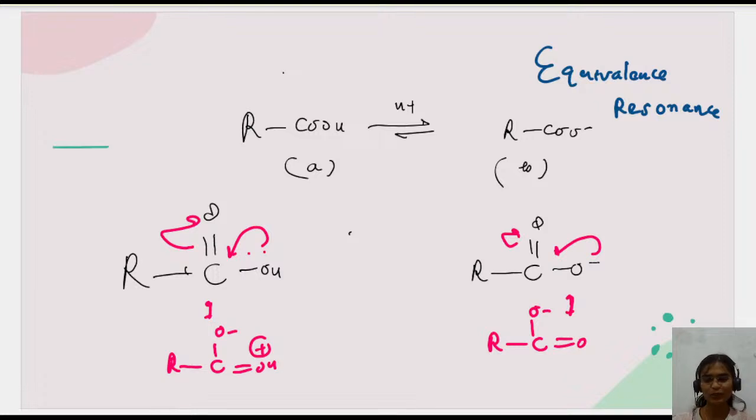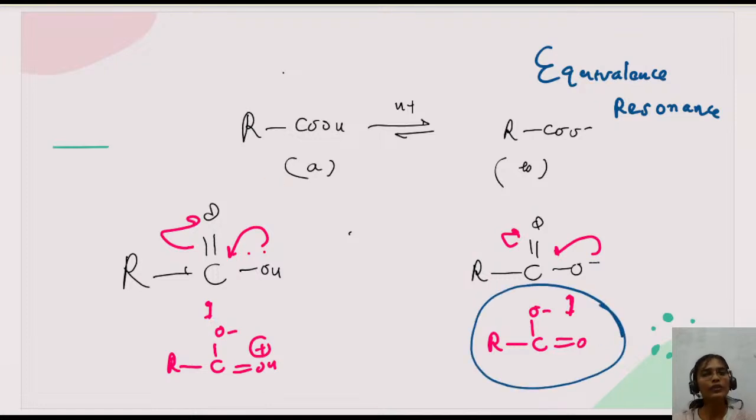Okay, so let me tell you that this is the most stable because it's an equivalent resonance. According to the rule, equivalent resonance leads over the normal resonating structure. So what is the point? What I really want to explain to you is the Zwitter ion.